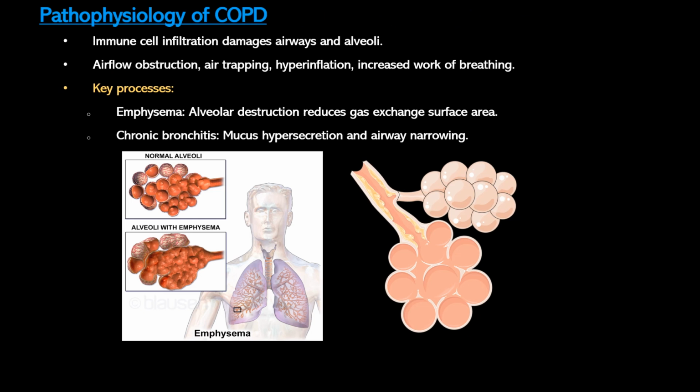The pathophysiology of COPD is driven by chronic inflammation triggered by smoking or environmental exposures. Inflammatory cells release proteases, such as elastase, which breaks down connective tissue and damages the lungs. Two primary processes contribute to the disease: emphysema, where the destruction of alveolar walls leads to reduced surface area for gas exchange, which causes air trapping and lung hyperinflation, and chronic bronchitis, which is characterized by mucus hypersecretion and thickened bronchial walls, which increase airway resistance and obstruct airflow. Both of these changes impair expiration, which increases the work of breathing and reduces overall lung function.